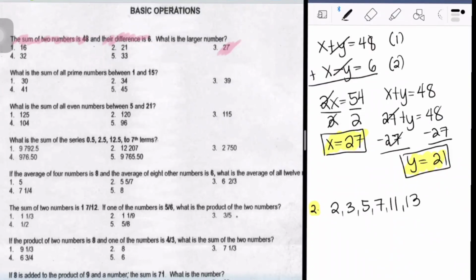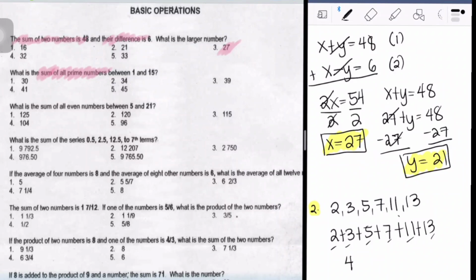So we're going to get the sum. According to the question, what is the sum of all prime numbers? So we will just add the prime numbers here. So 2 plus 3 plus 5 plus 7 plus 11 plus 13. So 2 plus 3 is 5, plus 5 is 10, plus 7 is 17, plus 11 is 28, plus 13, that is equal to 41.